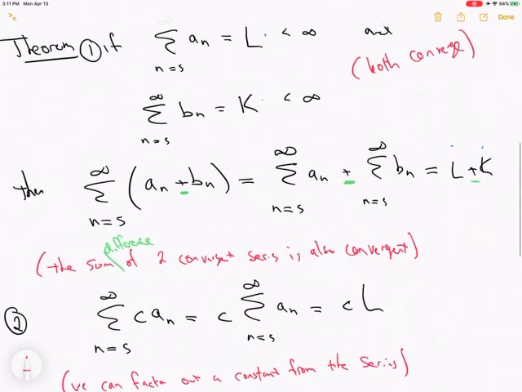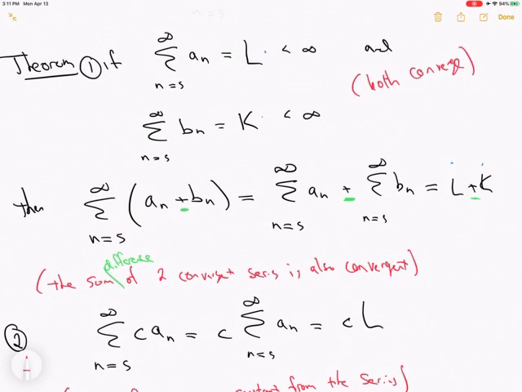Okay, so in words this says that if you have two convergent power series, then you can add them up or you can subtract them, and the resulting power series is convergent.